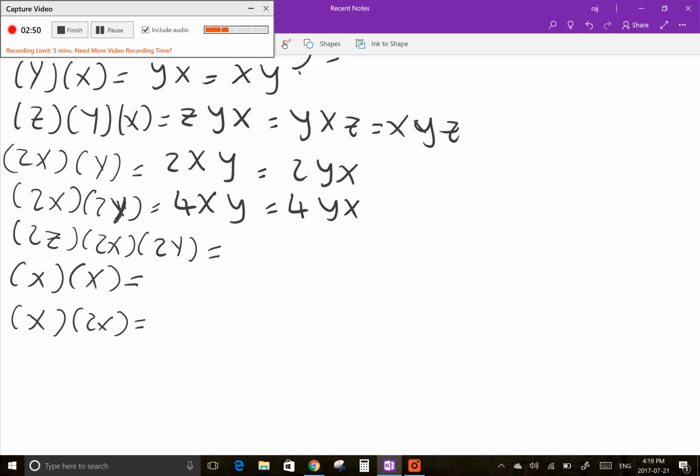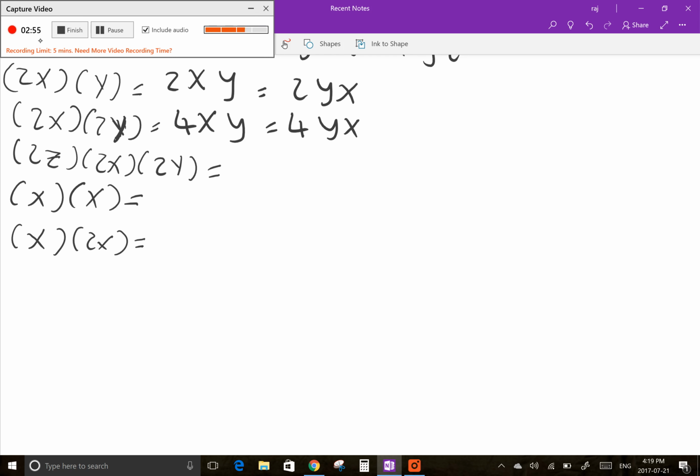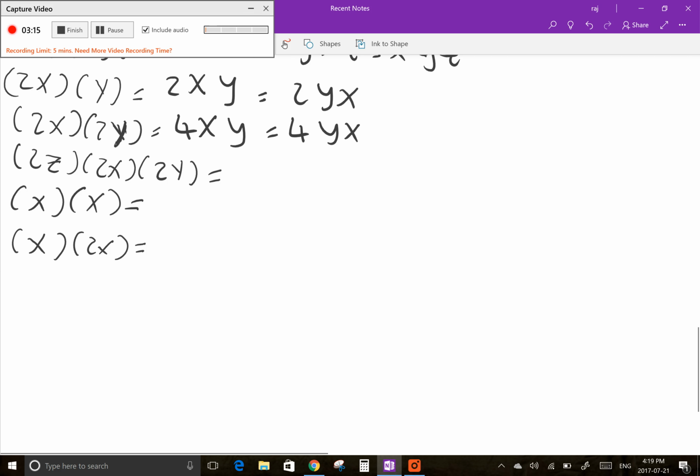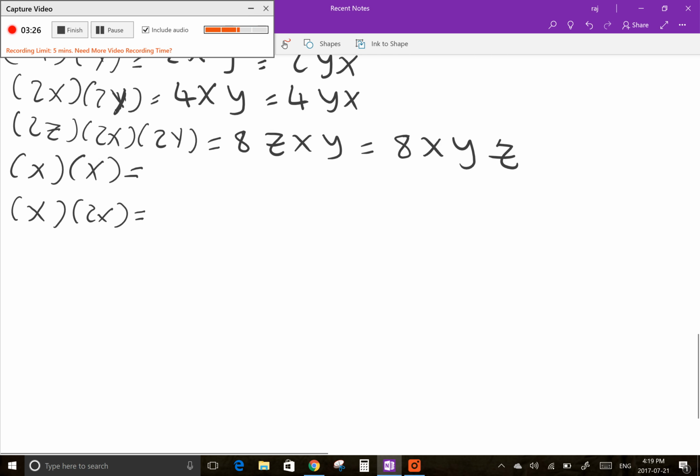2z times 2x times 2y. So this will become, let me write this down for you guys. If you do the first two, 2z times 2x, it becomes 4zx, and then you're still left with 2y. Now 4zx times 2y is 4 times 2 is 8, so 8zxy. That's the answer. You can also write this as, as I've told you guys before, xyz. Doesn't really matter which order you write them. Make sure the number stays in the front.